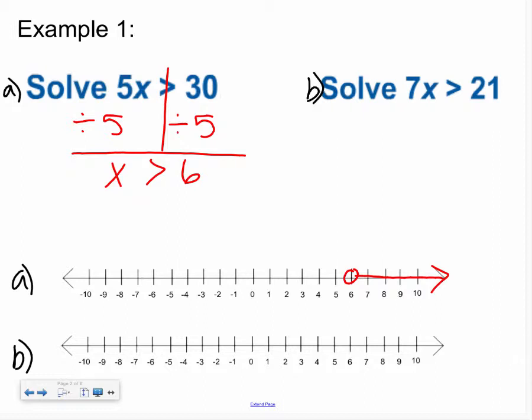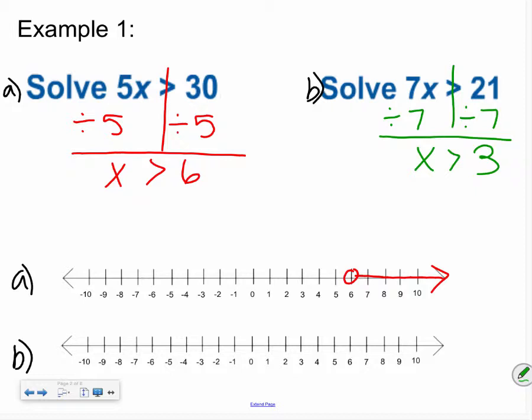Let's look at 1B. Solve 7x is greater than 21. Again, I'm going to tee it up. I have 7x. I'm not saying an operation there, that means I am multiplying. So to undo multiplication, I'm going to do the same thing. I'm going to divide both sides by 7. So I'm left with x, carry down my inequality sign, it stays the same, is greater than, what's 21 divided by 7? We have 3.